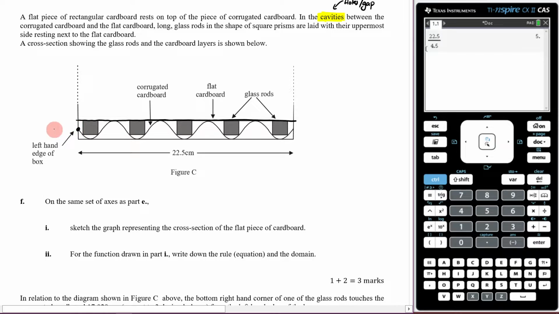Well, I know that this point right here is (0, 1), right? I also know that the amplitude is 1. So that means that if I go 1 up from this point here, it will be (0, 2). So that means that this line here is y = 2. That's what that line is going to be.